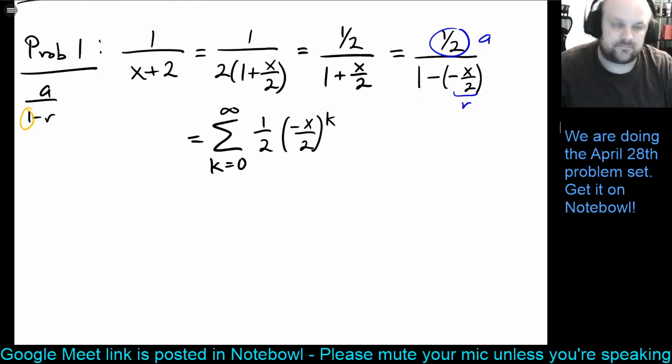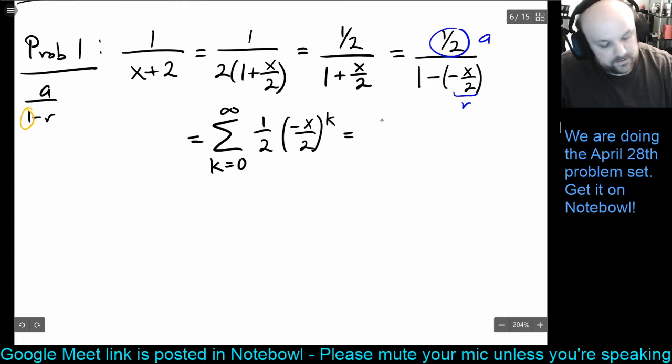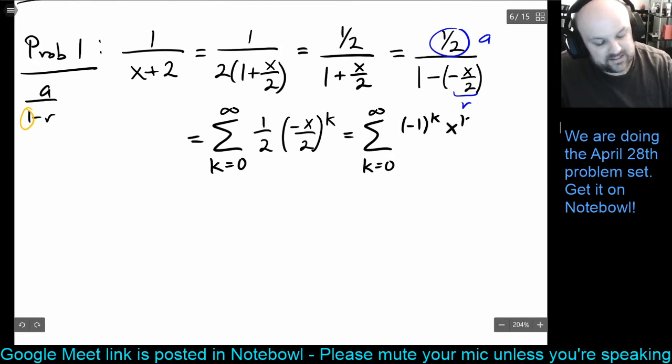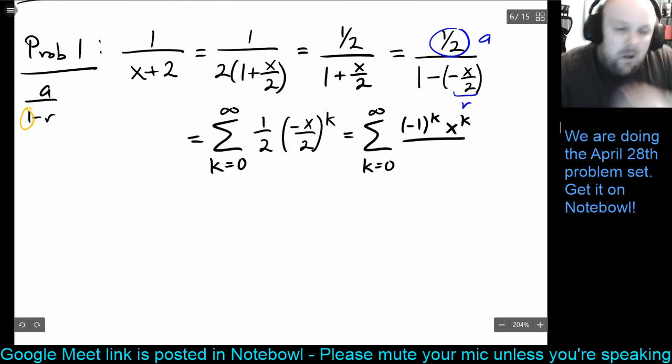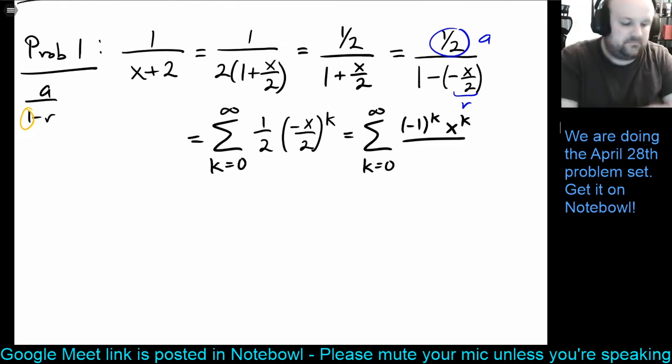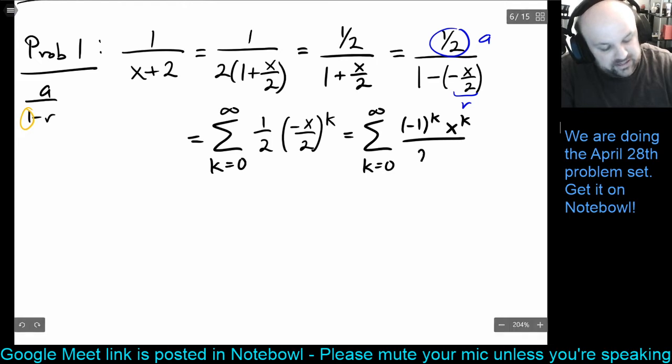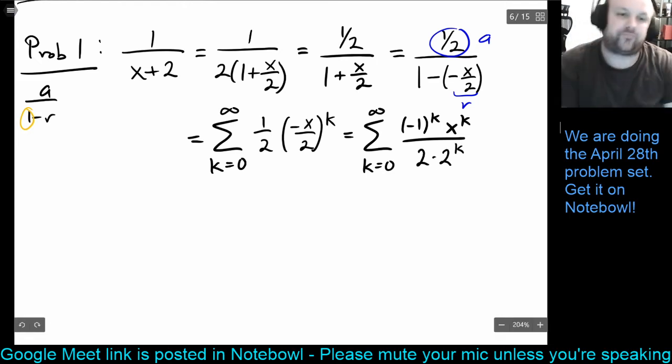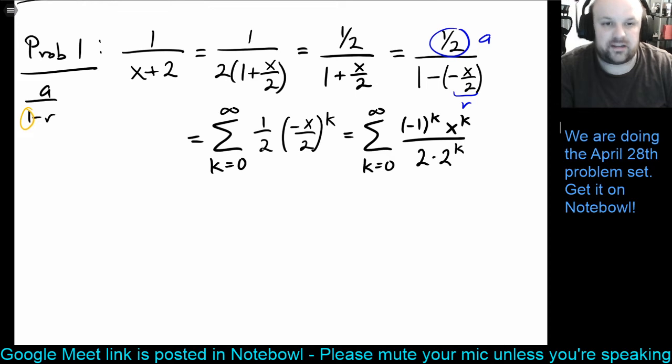And there you go. You can split this up a little bit. It's usually a good idea to try and get the coefficient part separate from the (x minus a) to the k part if you can. So if we split this up entirely, you're going to wind up with (-1)^k x^k on top, times, down here, 2 times 2^k. Because you're going to have this 2 right here times this 2 to the k power right here.